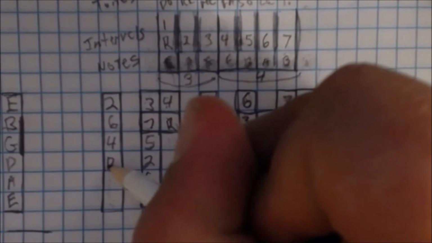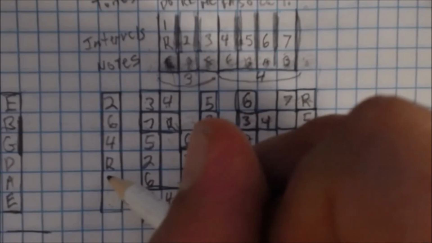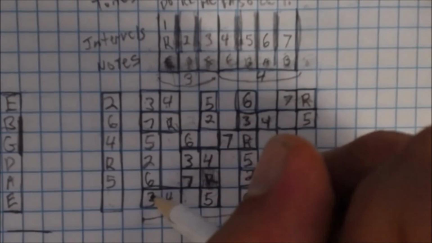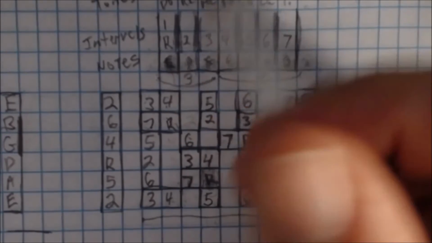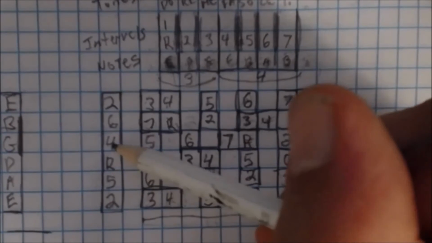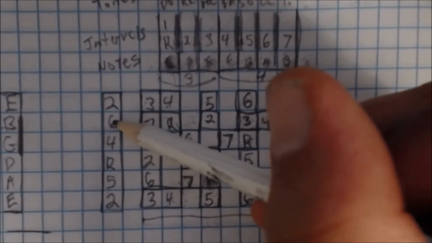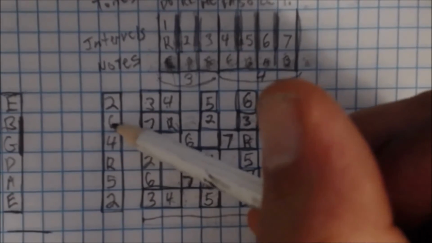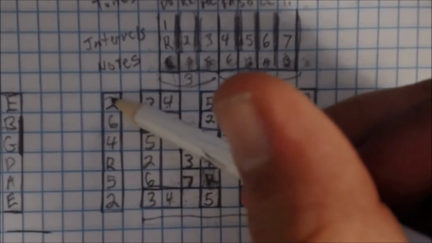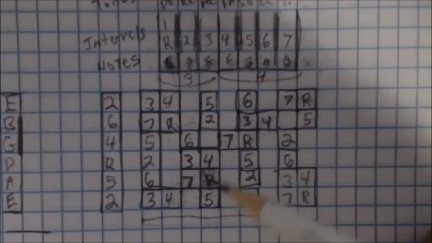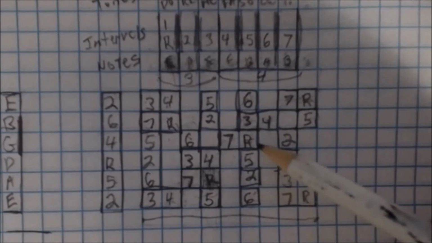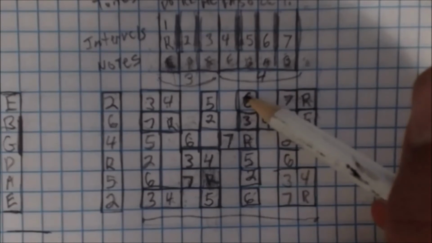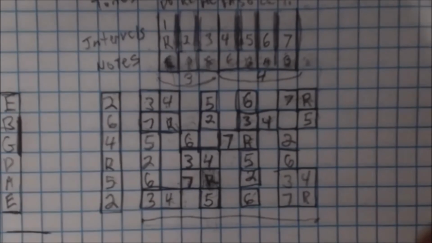Before 3 we have a 2. Before a 7 we have a 6. Before a 5 we have a 4. Before a 2 we have a root. Before we have a 6 we have a 5. And before 3 we have a 2, just like the other E string. So we should have the same row, the same pattern, basically 6 2 5, root 4, root 4 6 2 5, root 4 6 2 and 2 and 5. Boom. So root 4 6 2 5.